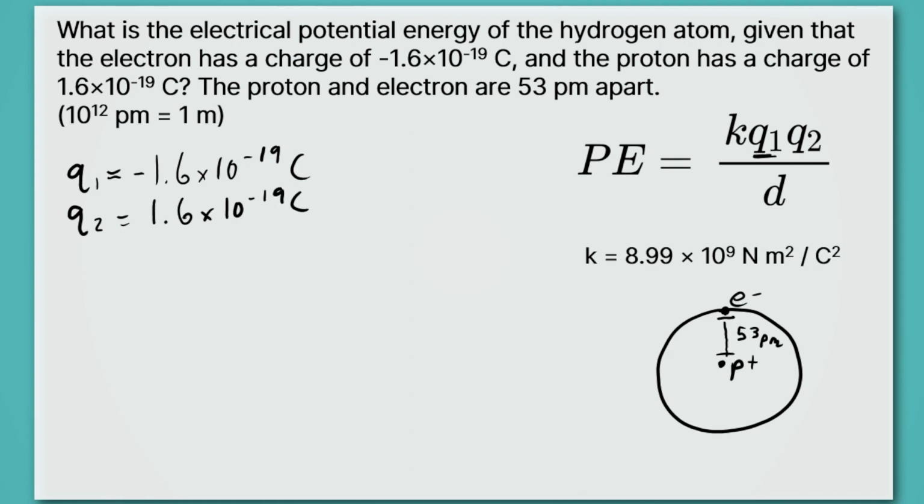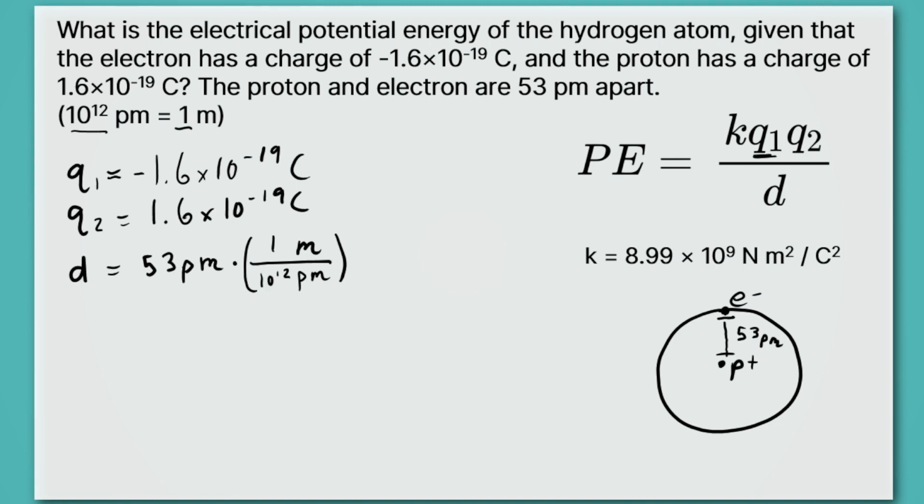Okay, what about our distance? Well, we're told that the distance is 53 picometers. And we're also given an equality at the end of our problem that 10 to the 12 picometers is equal to 1 meter, which is a good hint we're going to need to use that conversion. And of course, if we look at the Coulomb constant, we see that it has meters in it, so we need to take this to meters. So we'll divide by picometers, and we'll go to meters. 1 goes with meters, just like we see up in our equality here, and 10 to the 12 goes with picometers.